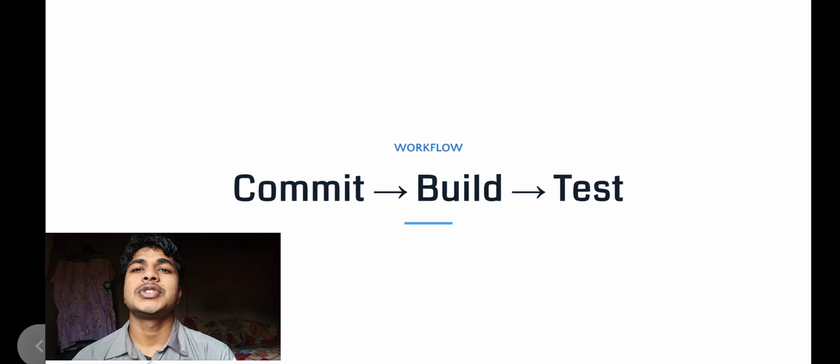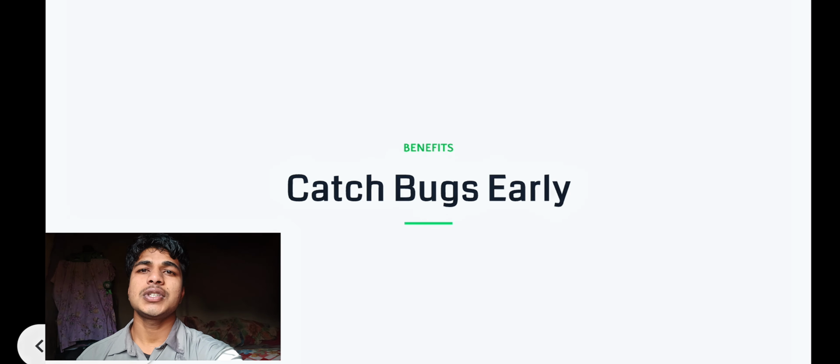The CI workflow usually follows these main steps. First, developers commit their code to a repository like Git. Second, the system automatically builds the application. Third, automated tests run to check for errors. If the tests pass, the code is ready for the next stage. Going to the next slide, which is benefits.